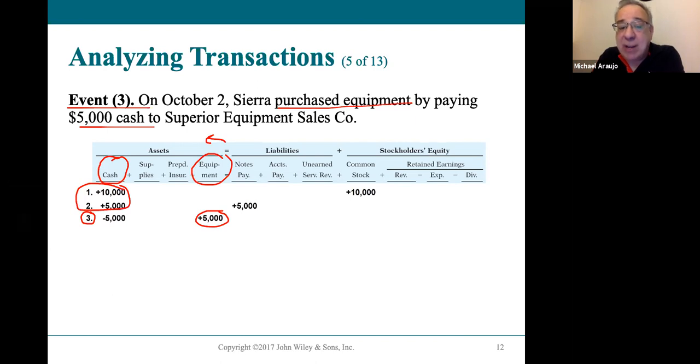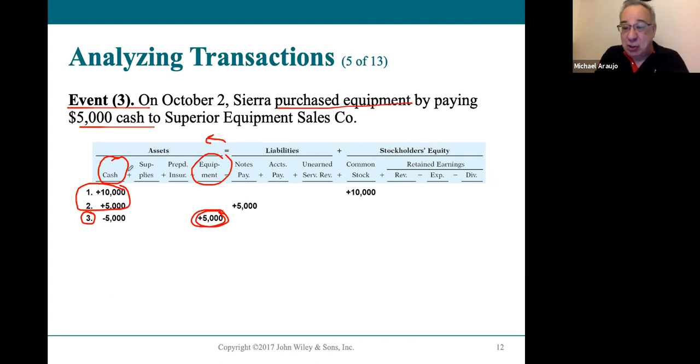Does everyone understand why the equipment account is going to be debited by 5,000? Because we have more equipment. Equipment is an asset account. Assets increase on the left side of the account. Remember, all these accounts have two sides, right? One side increases it, the other side decreases it. So equipment is going to increase on the debit side.